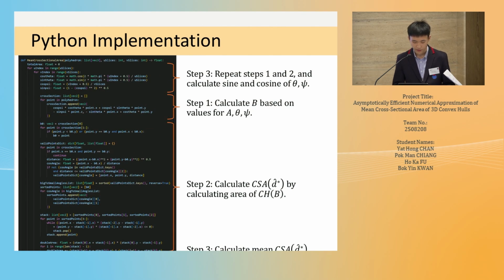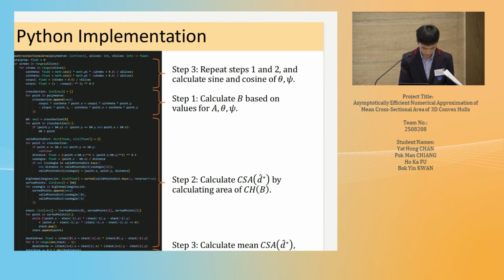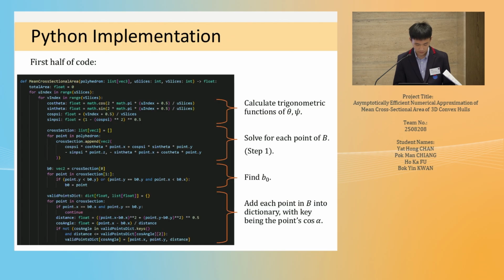Combining all three steps into one algorithm gives us this Python code. We use two for loops to iterate through each repetition of steps 1 and 2. And then we start by calculating the trigonometric functions for theta and psi. And then we apply the 2x3 matrix on each point of the input polyhedron onto the projected set, which is step 1. And then we find V0, and then we use a dictionary to store all the points in the projected set with keys as their value for alpha. This is the dictionary.